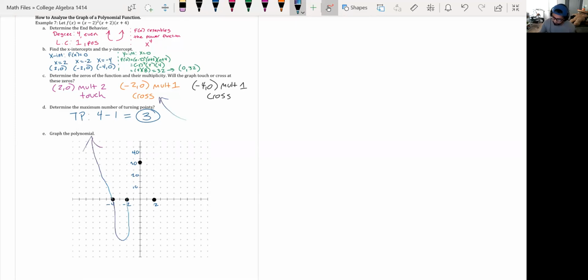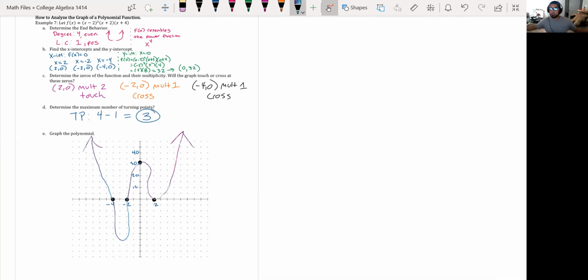And we cross again. So we come up, we go through the y-intercept, we come back around. Oh, not that curvy. And as I get to 2, will I cross or will I touch? And at 2, we touch. We touch the point, and we go. And that's it.